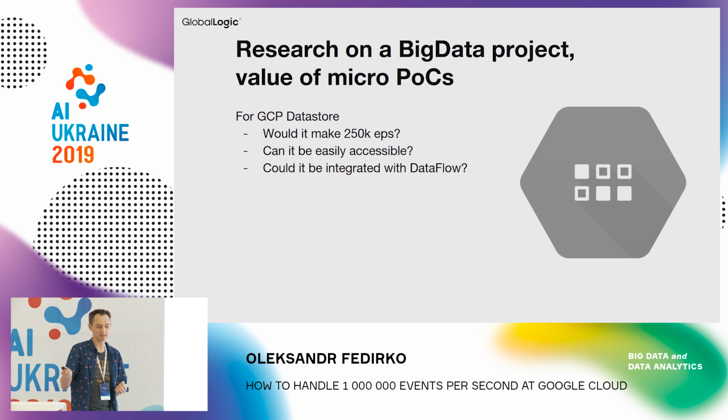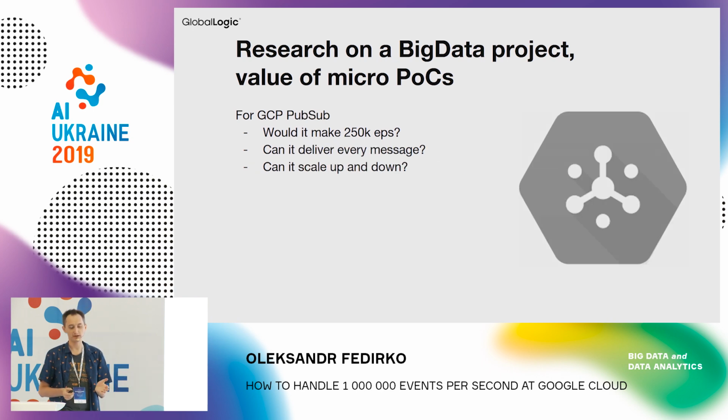For the storage, what kind of storage do we have to use? Datastore is a nice service, but it can't handle such huge pressure. It throttles throughput to 300 messages per second, not K, 300 messages per second. So we figured out that Datastore doesn't fit well for our project.